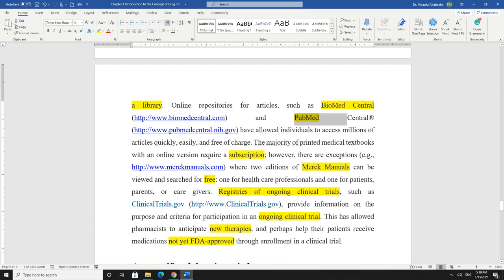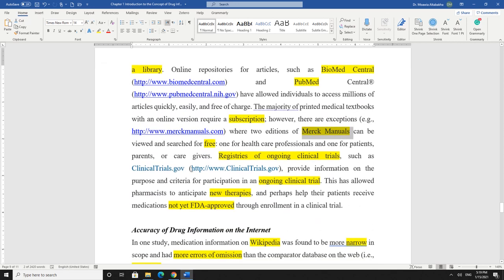As for the textbooks, of course we have printed ones, but we also have online versions, but this will need a subscription and it will cost money. The use of PubMed is free, of course. We have a few textbooks that are available for free, such as Merck Manuals.